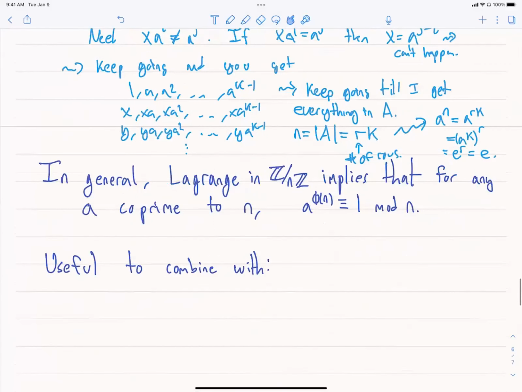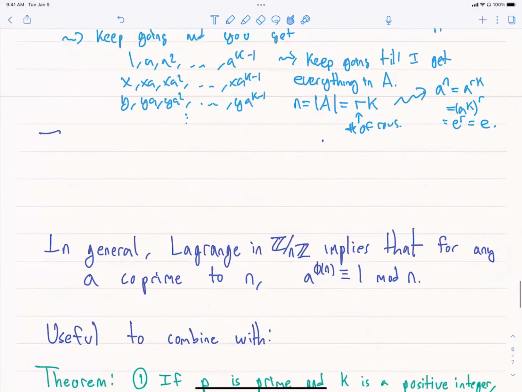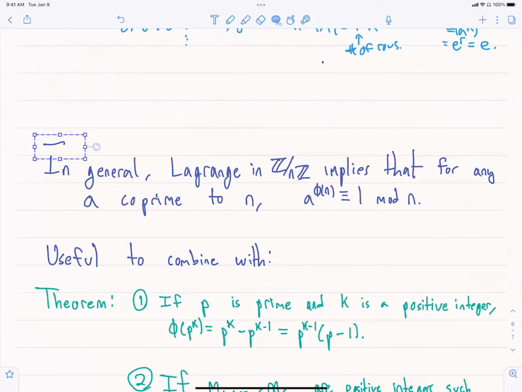I want to point out that in general, if I have Lagrange's theorem in Z mod nZ, we saw this specific example in Z mod pZ. This was Fermat's little theorem. It gave you some fun identity. In general, if I apply Lagrange in Z mod nZ cross, then I can think of that as saying that for any number a that's co-prime to n, a to the phi of n is congruent to 1 mod n. Now remember, phi of n is the number of numbers less than n that are co-prime to n, have GCD 1 with n.